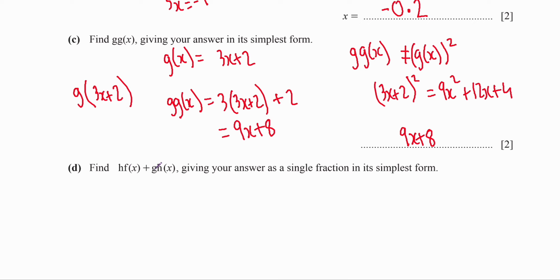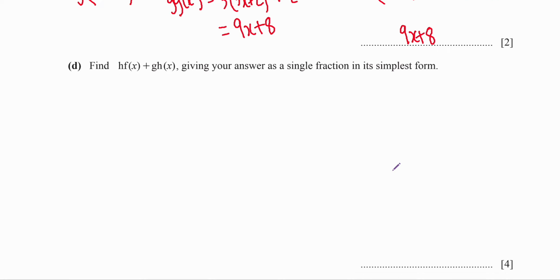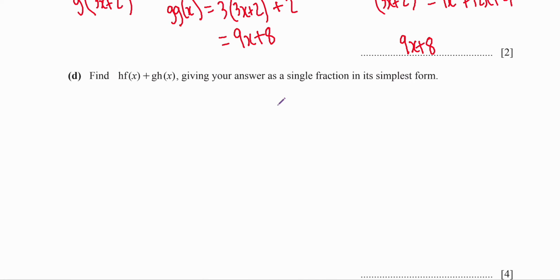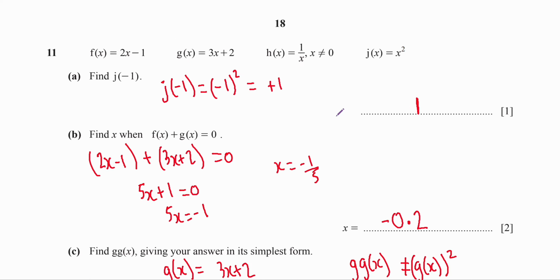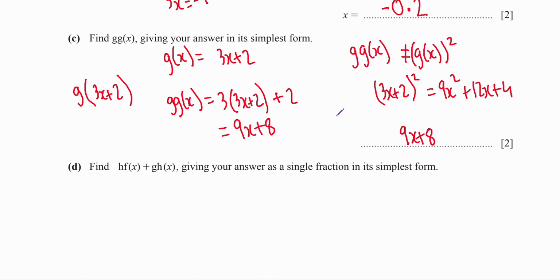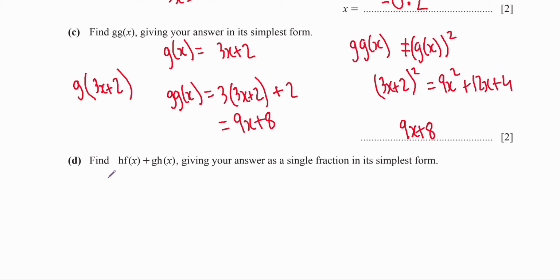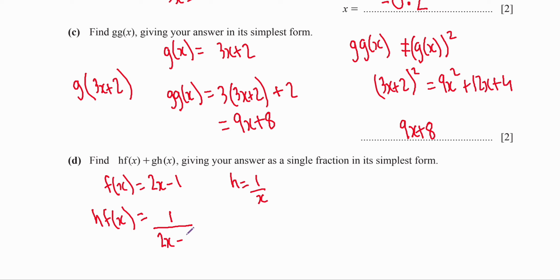Find h of f of x plus g of h of x, giving your answer as a single fraction in its simplest form. So now we're composing two functions, and we'll have a fraction, and we have to simplify it. So h of f of x first. So f of x is equal to 2x minus 1. And we want to find h of f of x, and we know h of x is equal to 1 over x, right? So that means instead of the x right here, we put f of x, which is 2x minus 1. So h of f of x is equal to 1 over 2x minus 1.